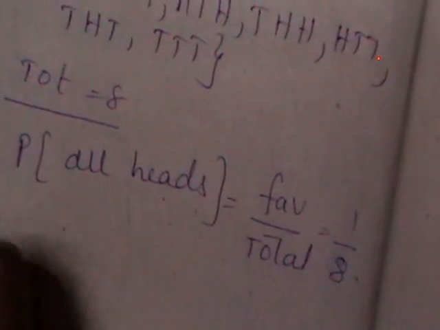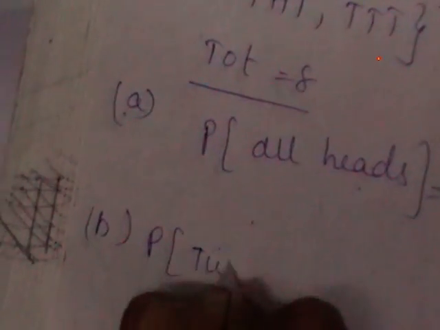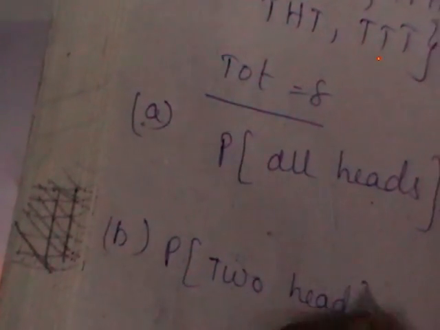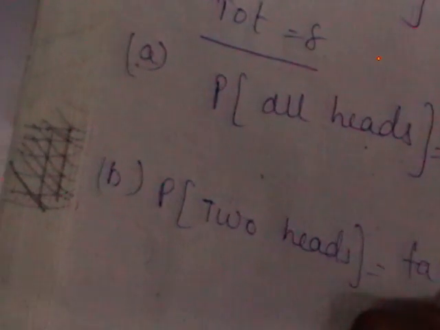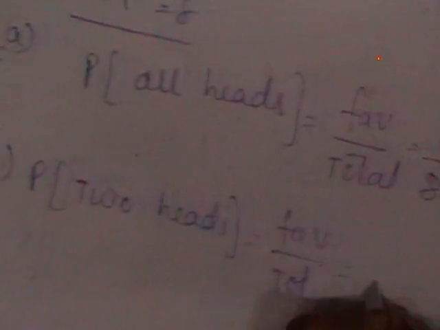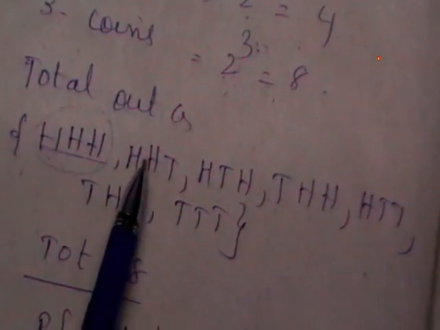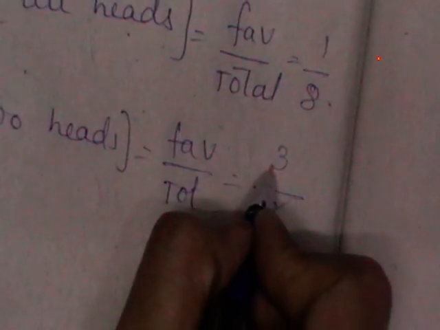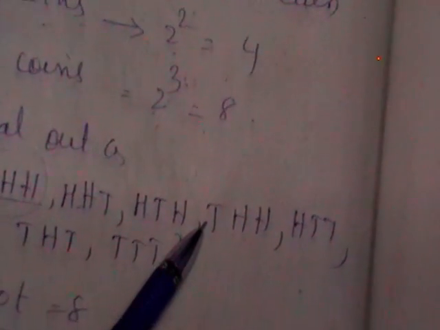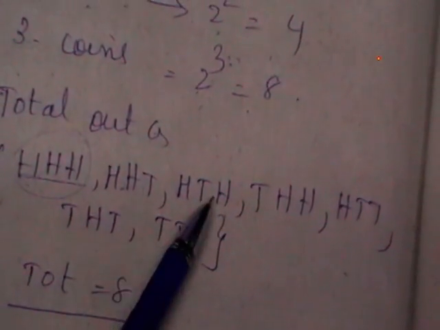What is the second one? Probability that there are 2 heads. Again favorable by total number of events, no change in the total events. So 8. How many 2 heads do we have? 1. This is one event representing 2 heads. 1, 2, 3. We have 3. So 3 by 8. Similarly, 1 head, you have only this one. 1, 2, 3.